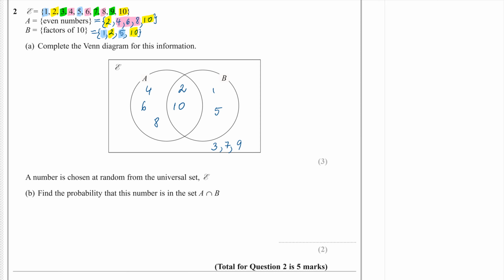Part B. A number is chosen at random from the universal set. Find the probability that this number is in the set A intersection B. The answer is 2 out of 10, because there are exactly 2 numbers in the intersection out of the 10 total numbers.